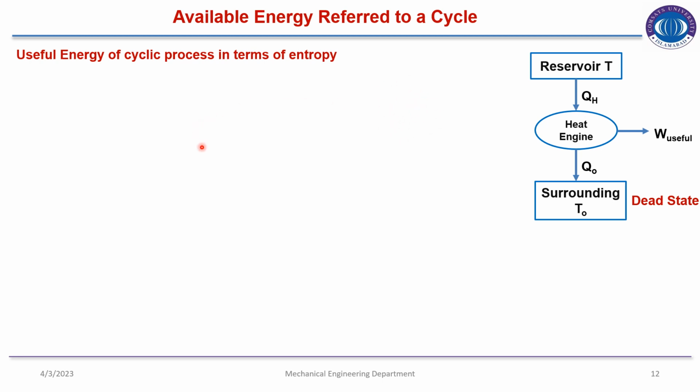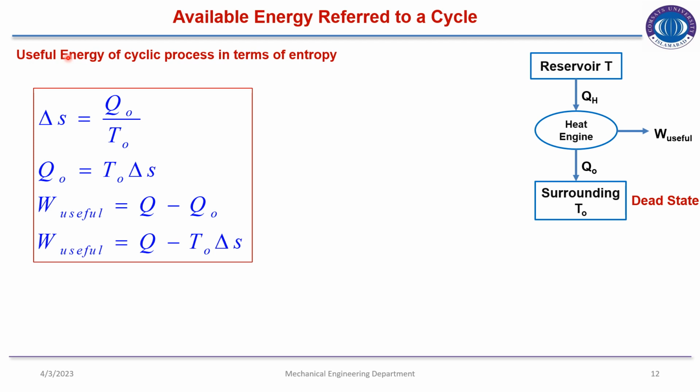And in the previous slide we found the relation of available energy. Now we will find the relation of useful energy of a cyclic process in terms of entropy. So the relation of entropy is dS is equal to Q naught by T naught.